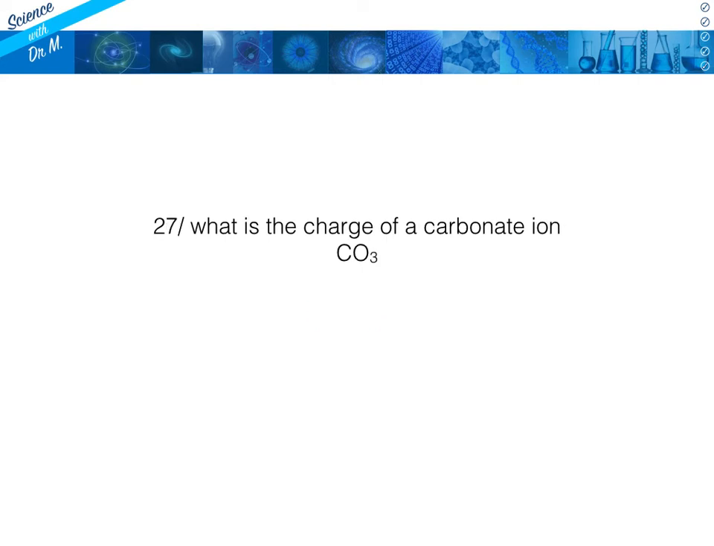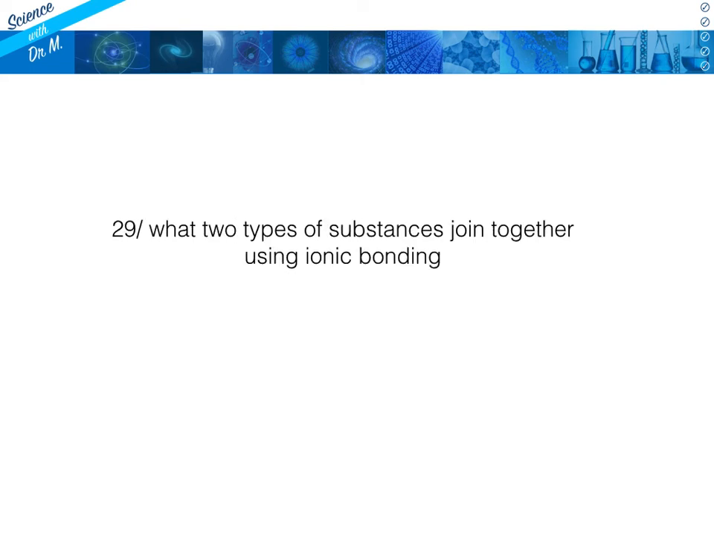Okay, 27. What is the charge of a carbonate ion? CO3. For example, calcium carbonate or something like that. The answer is CO3 2-. Question 28. What is the charge of a hydroxide ion? Potassium hydroxide or something like that. What is the charge of a hydroxide ion? The answer is OH-.